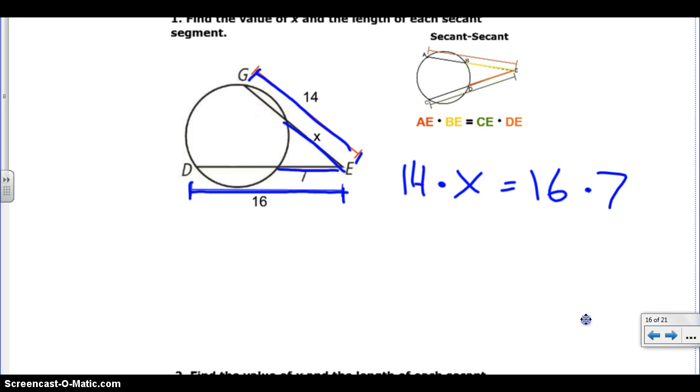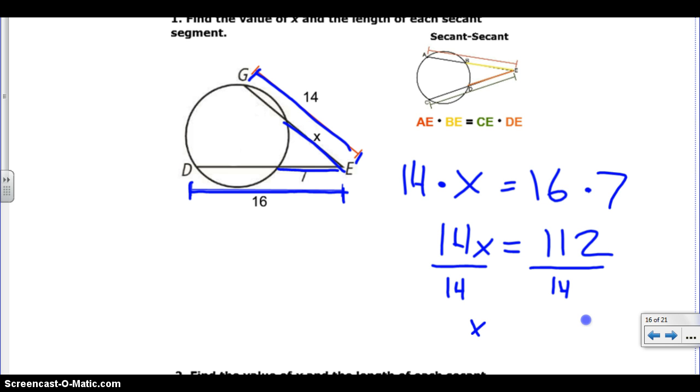Do that in your head. Yeah, I'll try. So we have 14x equals 6, 7, 42, what, 112? Is that what it is? 112. Yeah, 112. Nice job. And then we divide both sides by 14, and we get 8. X equals 8 on that one.